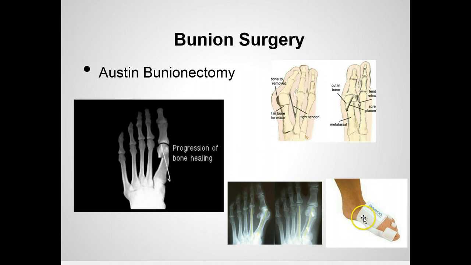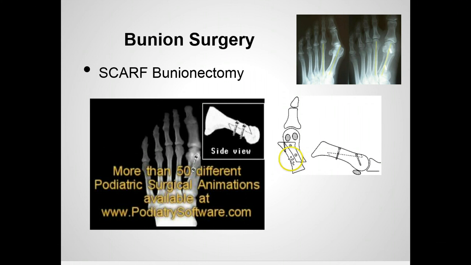Here's a bunion bra, I call it. It's just to hold things in place after surgery. This can be helpful to hold the hammer toes and the bunion in proper position. There's the scarf bunionectomy. This is where two screws are used, and you can shift the whole thing to the side. This is done for more of a larger bunion, and it's a very good procedure to move it over.